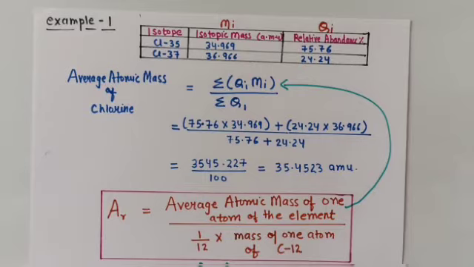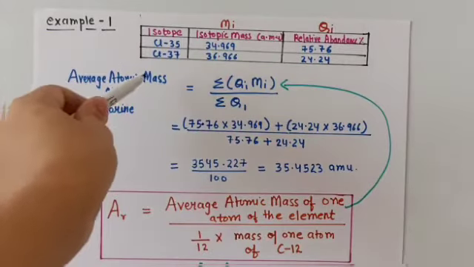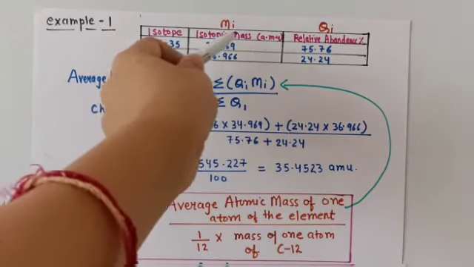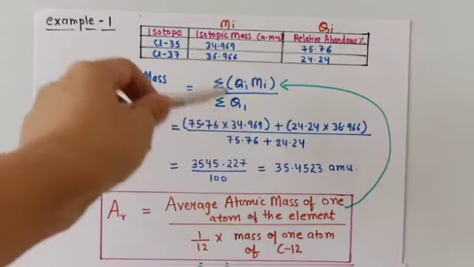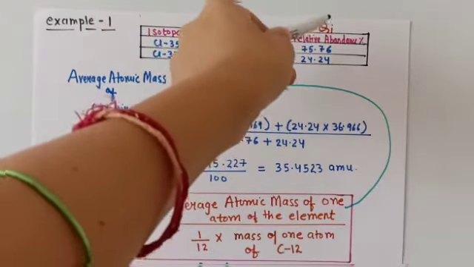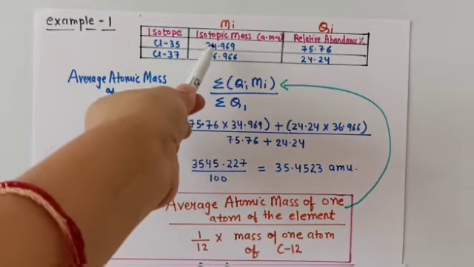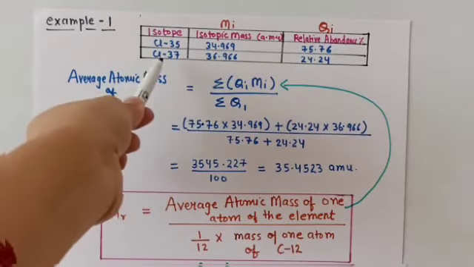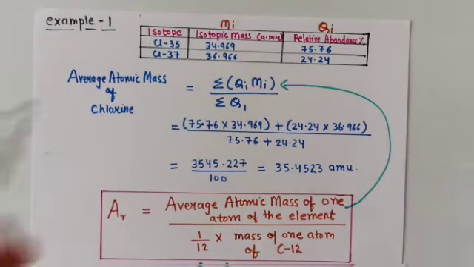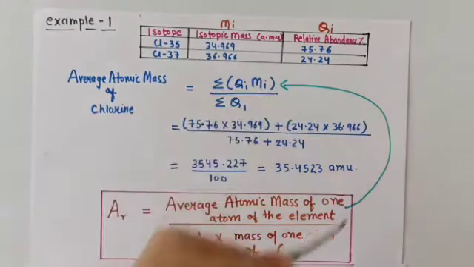Now let's take example number 1. Here in this table, the isotopes chlorine 35 and chlorine 37 are written, and the isotopic mass and relative abundance are given. The isotopic mass will be denoted by Mi and the relative abundance is denoted by Qi. The isotopic mass for chlorine 35 is 34.969 and for chlorine 37 is 36.966, and the relative abundance for chlorine 35 is 75.76 and for chlorine 37 it is 24.24.